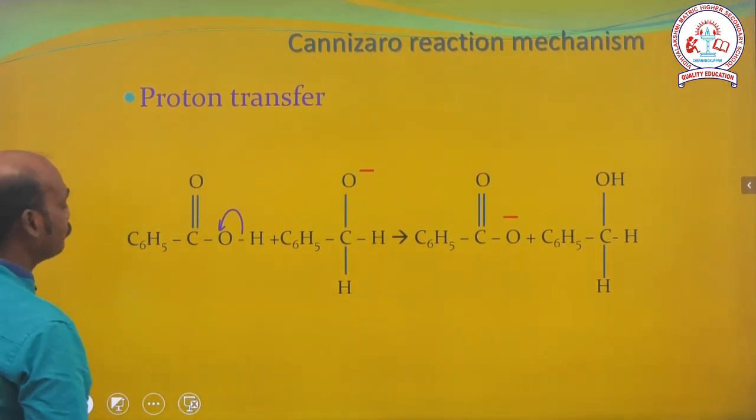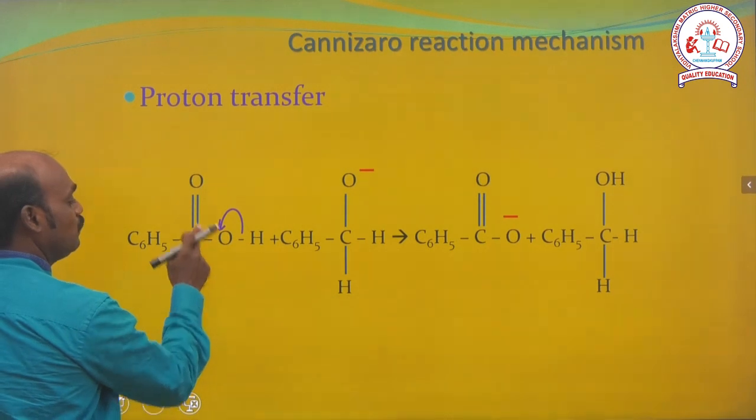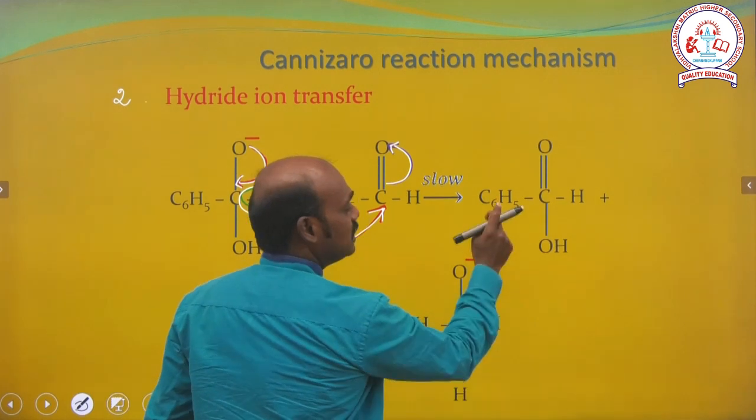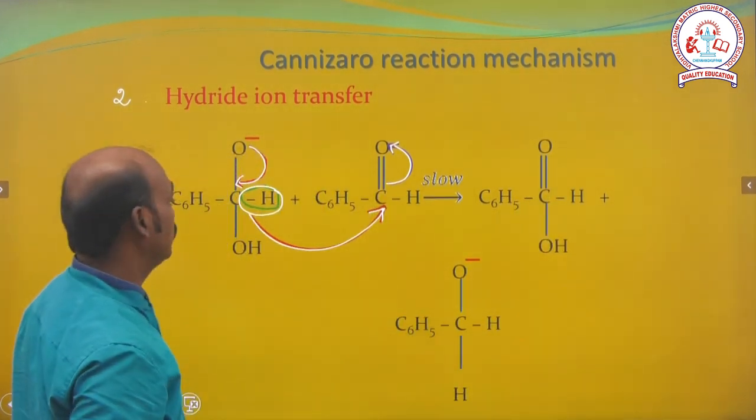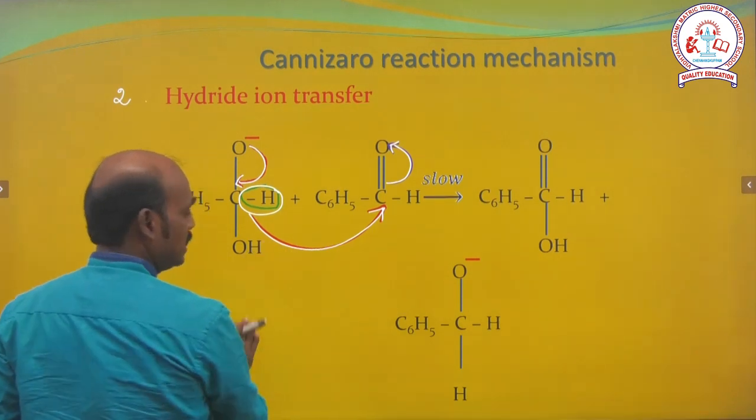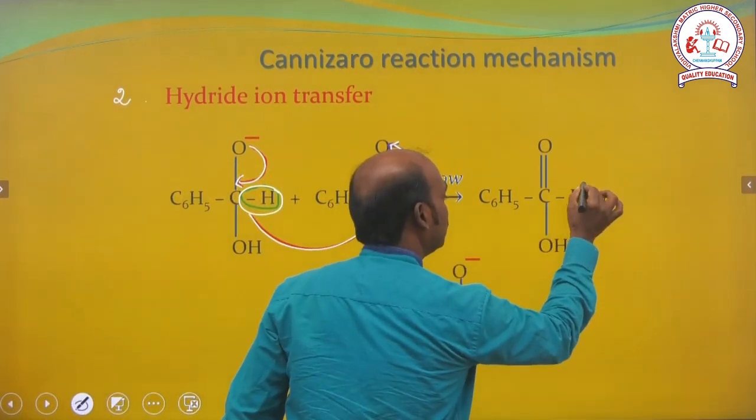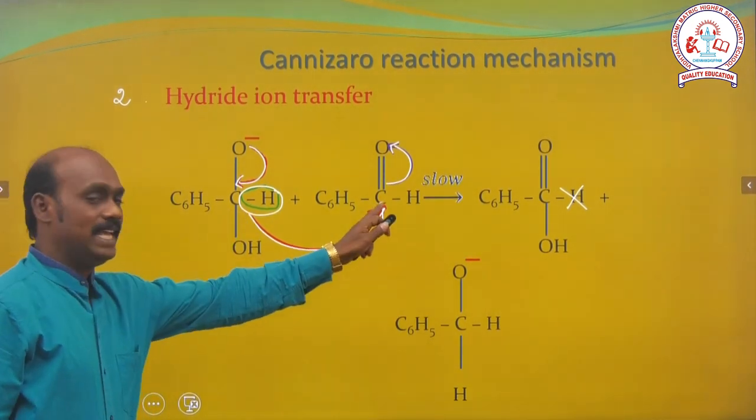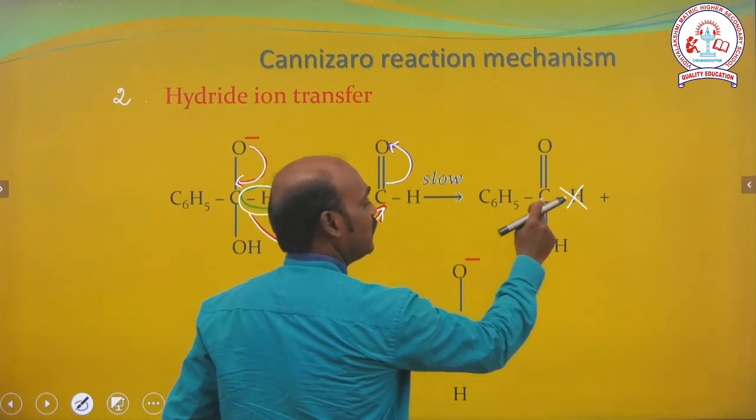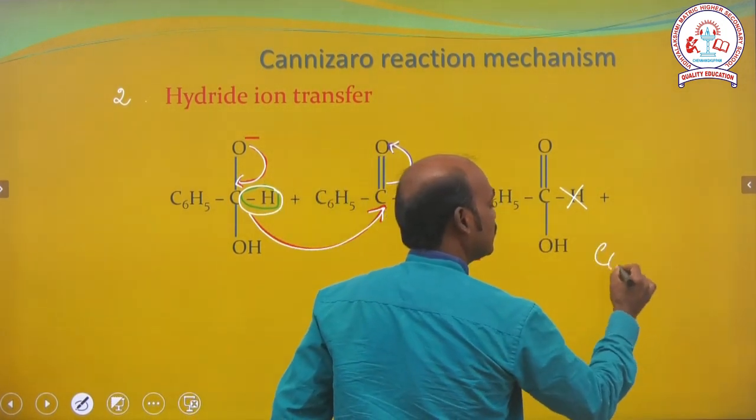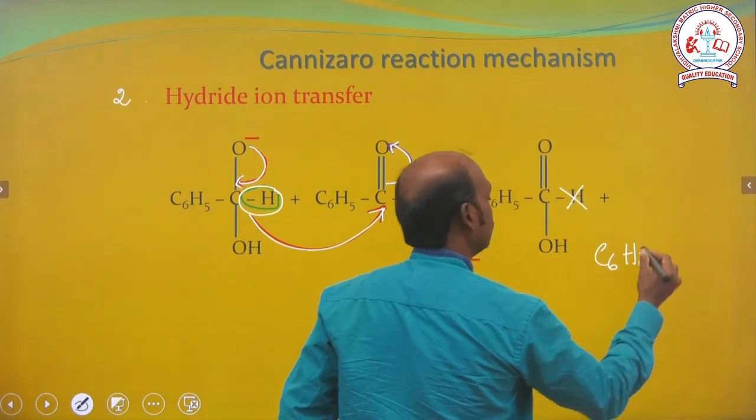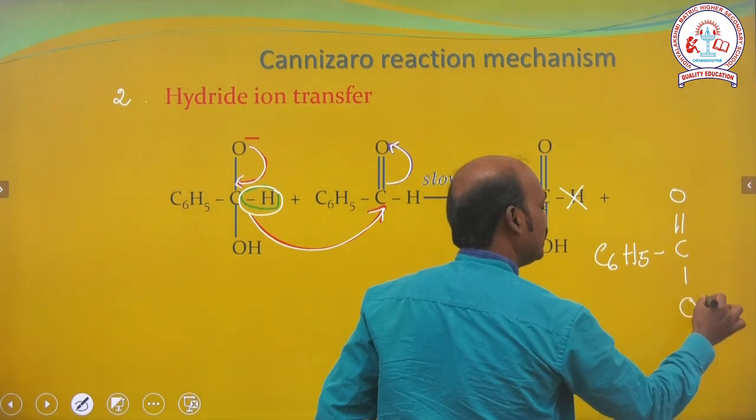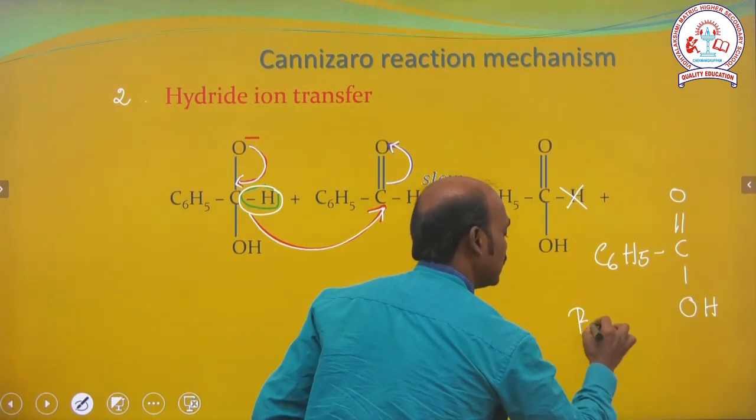So already we know here C6H5COOH, that is benzoic acid, is produced in the previous step. See, what is the name of the compound? C6H5C. Yes, this hydrogen is released. This hydrogen is shifted to the next benzaldehyde group. So we get C6H5C double bond OH. That is benzoic acid is obtained. This is benzoic acid.